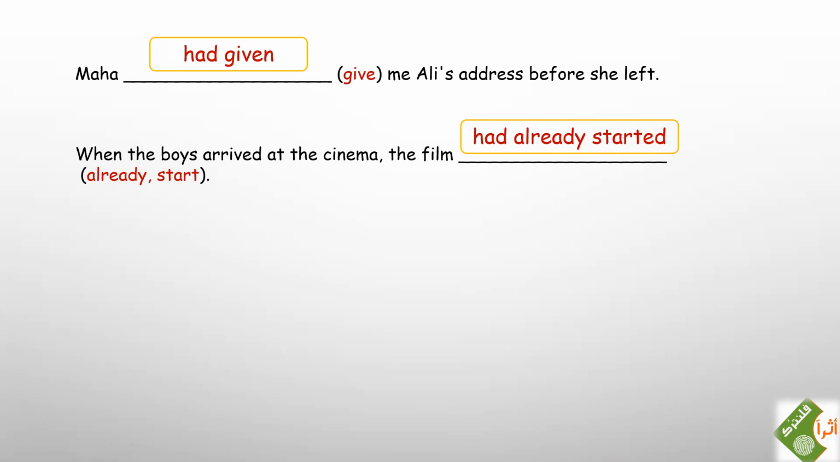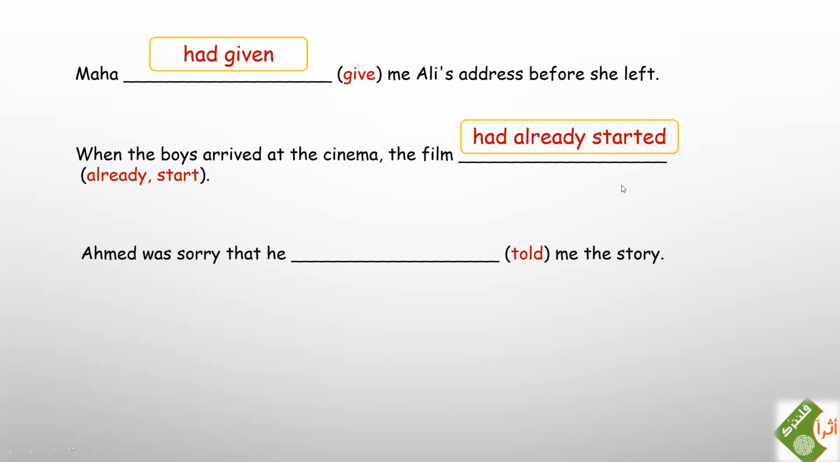When you see already, it means perfect: past perfect or present perfect. It depends on the sentence. Now here we have arrived, so immediately we know it is past perfect. Had already started. And look at what Arwa did here: already is positioned between had and started. So it's in between them. Okay, very good, Arwa.